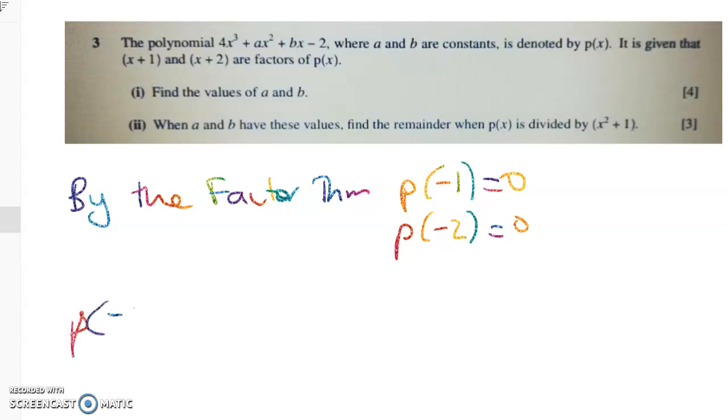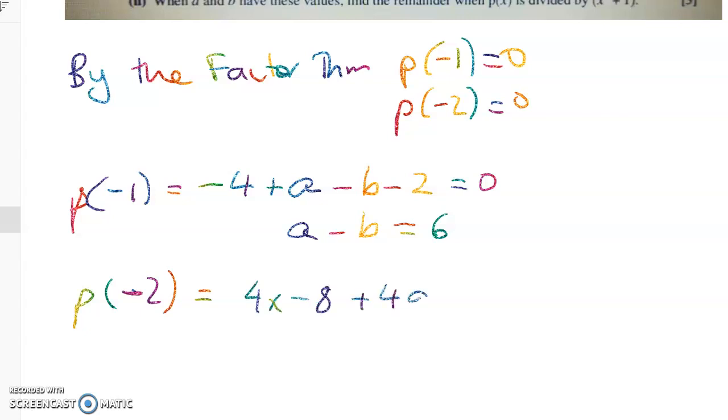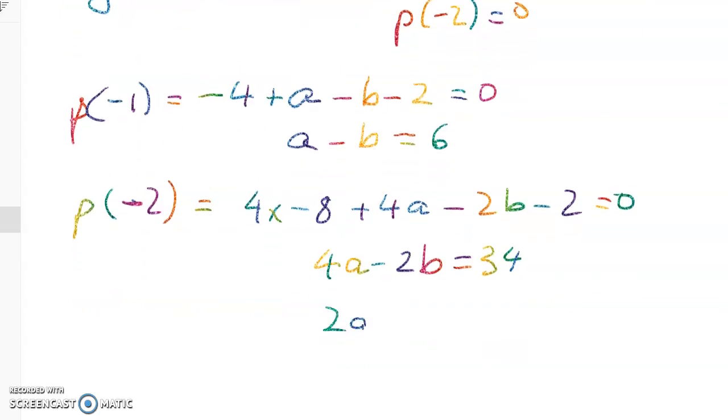Right, so substituting in, we get p of -1 is equal to -4 plus a minus b minus 2, and that equals 0. That gives me a minus b is equal to 6. We do the same thing for -2, and we get 4 times -8 plus 4a minus 2b minus 2, and we know that that equals 0. So when we clean that up, we get 4a minus 2b is 34, and we can divide that through and get 2a minus b is 17. So I've got this and this.